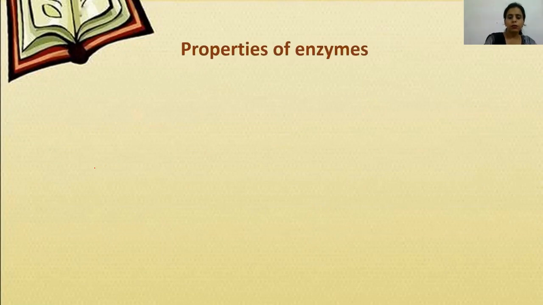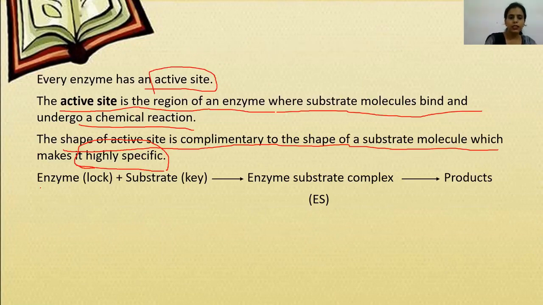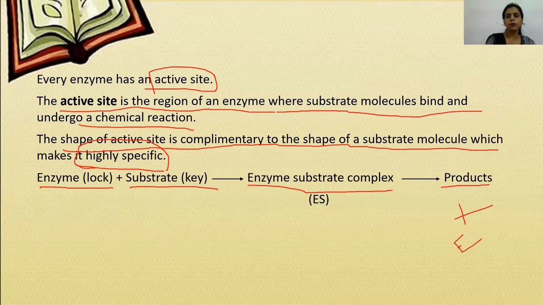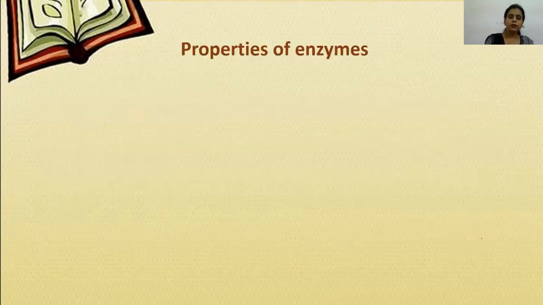Now look here, the enzyme acts like a lock, and the substrate molecule acts like a key. When the substrate molecule fits into the enzyme, it forms the enzyme substrate complex. Now the enzyme starts acting on the substrate and it forms product. Plus, the enzyme comes out of the chemical reaction as such, without being used up or undergoing any kind of change.